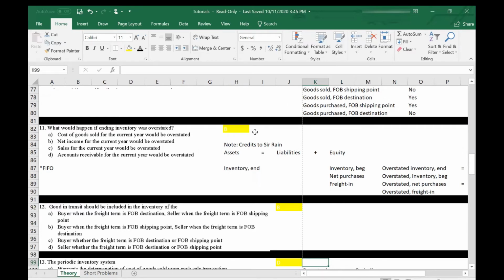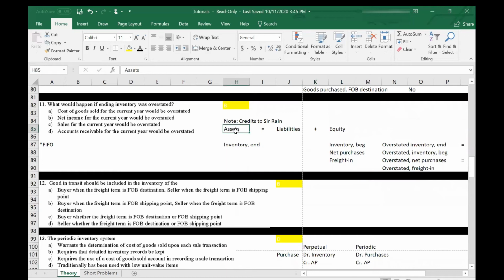Number 11 is interesting. It talks about the error, no? What would happen if ending inventory was overstated? During my undergrad, I used to analyze this question, more focused. But then I learned from a reviewer, credit to Sir Rain, that we can actually use assets equals liabilities plus equity in analyzing this question.